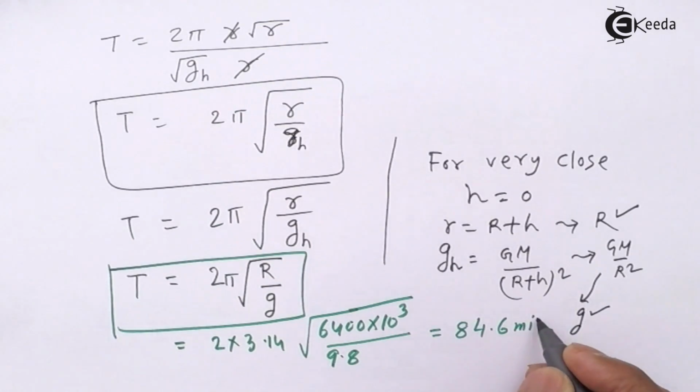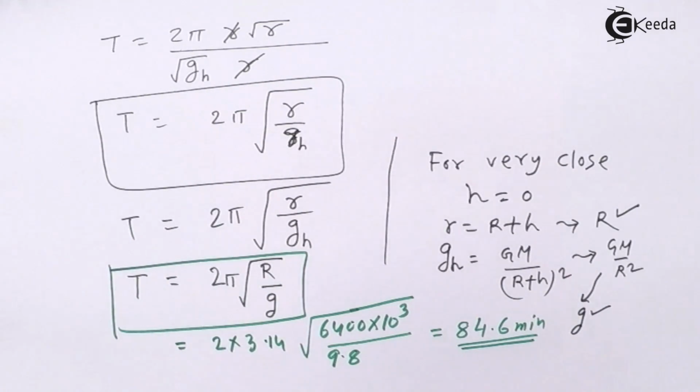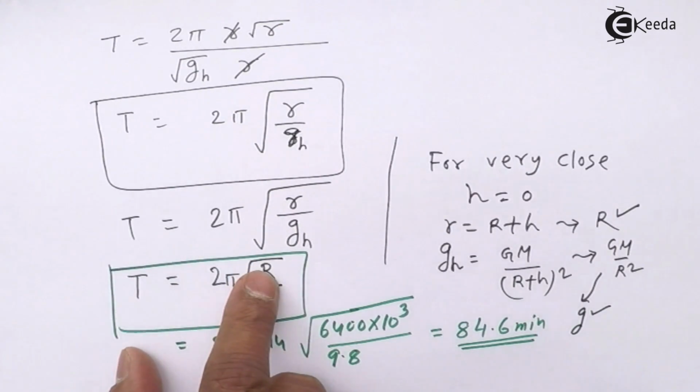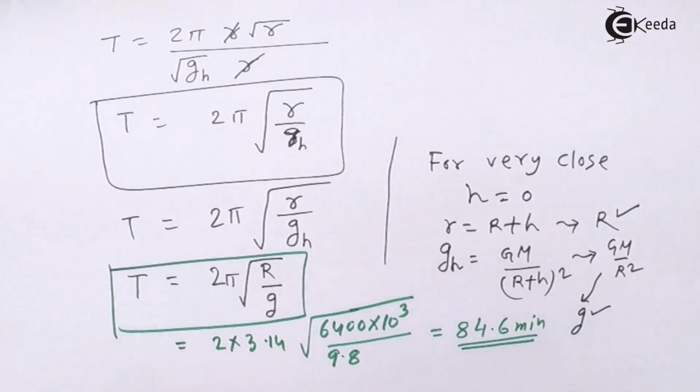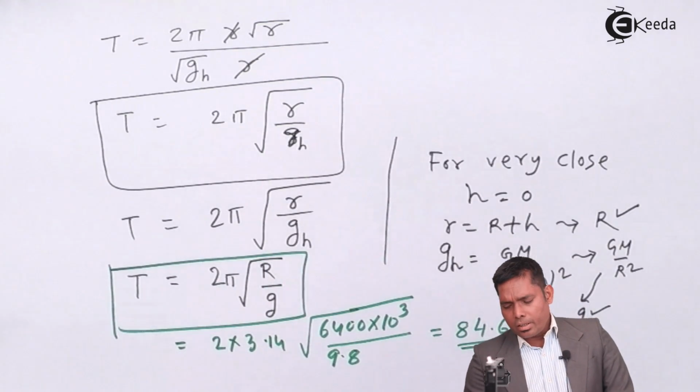Then I'll finally get 84.6 minutes. That you have to remember for very close rotation of a satellite, because this time period is constant. That depends on the radius of the Earth and that depends on g. So this is the answer. So for very close rotation, the time period is 84.6 minutes.